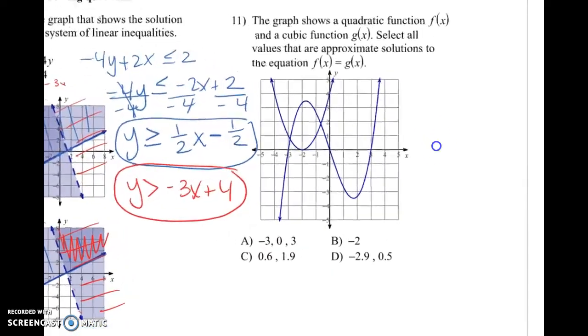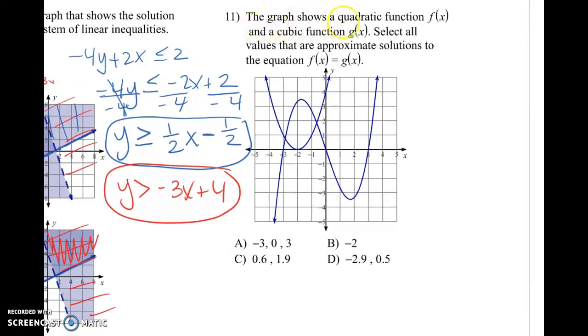And last but not least, let's look at 11. It says the graph shows a quadratic function f of x and a cubic function g of x. Select all values that approximate the solutions to the equation when f of x equals g of x. So remember, when f of x equals g of x are not the zeros. They're not these points of the function. Or if we were talking about the quadratic, it's not this point here. It's actually where they intersect. So they intersect at this point here, this point here. Those are the points where they're equal. So let's find for which values, it says select all values, not the points, but select all values that approximate these solutions.